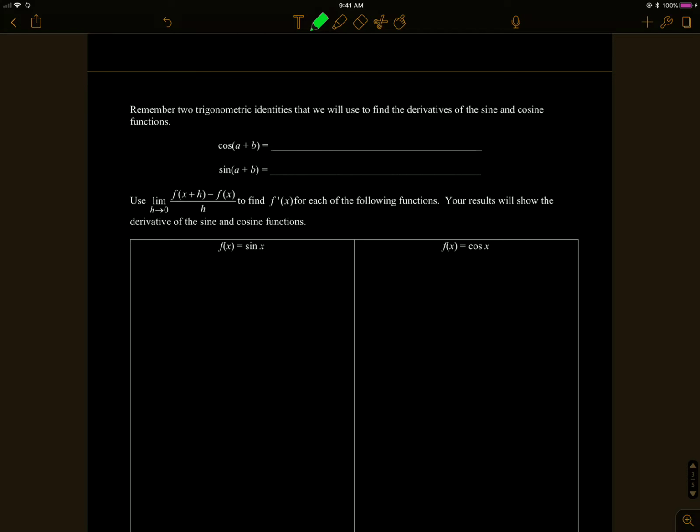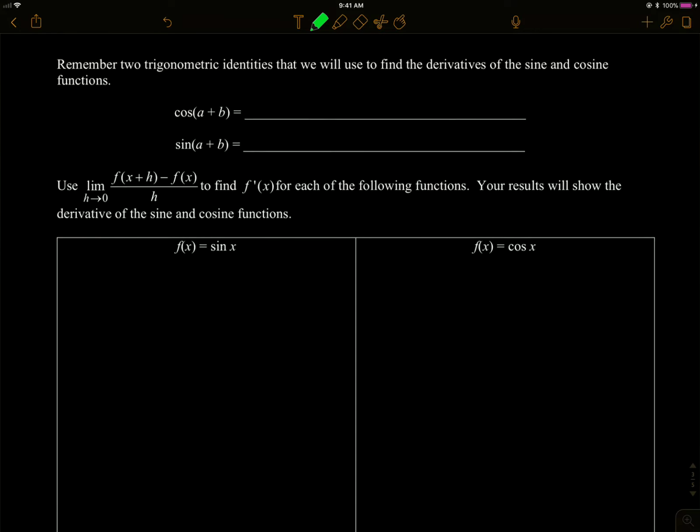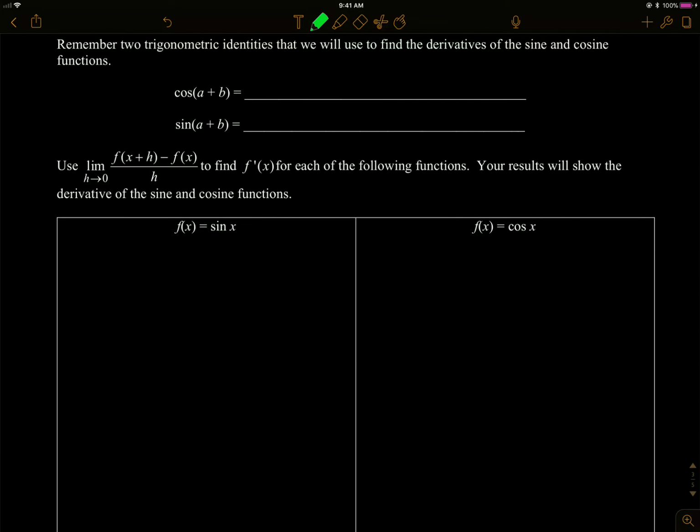Okay, so now we're going to look at the derivatives of two trigonometric functions, and we're going to figure out what these rules are. We're going to end up memorizing the rules, but we're going to prove them or derive them using the definition of derivatives. So we're going to go back to the old limit definition.